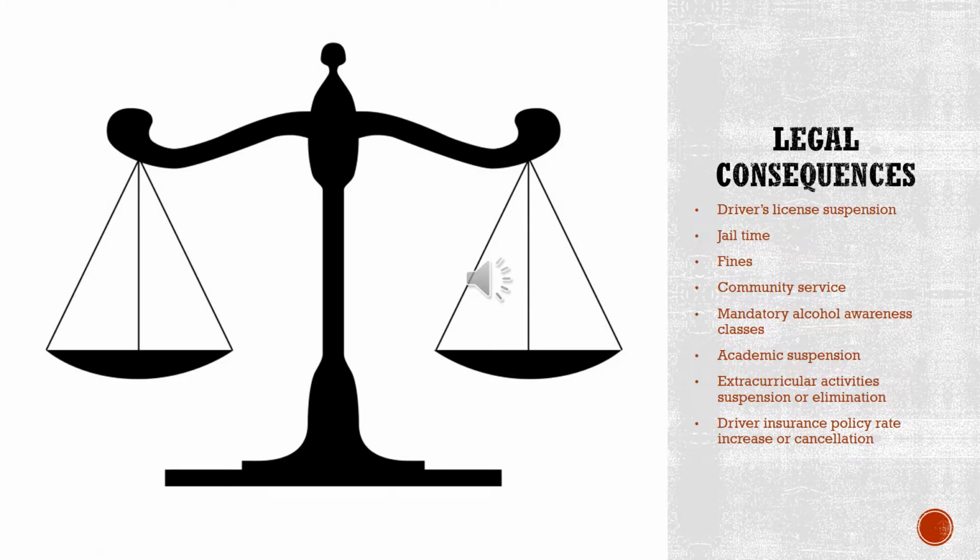So some of the legal consequences associated with underage drinking, according to my research in Tipton, included punishment in the forms of driver's license suspension. There's the potential of possible jail time, fines that can be assessed, as well as a judgment of community service, and/or potential mandatory alcohol awareness classes.